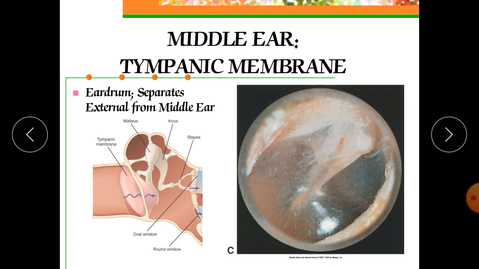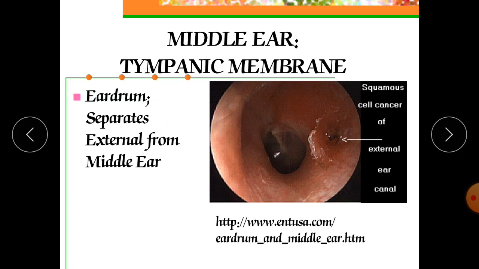Tearing of the tympanic membrane is called a perforated eardrum. This is the perforated eardrum. The tympanic membrane may be examined directly by an otoscope. Here again you can see the tympanic membrane. The eardrum separates the external ear from the middle ear.